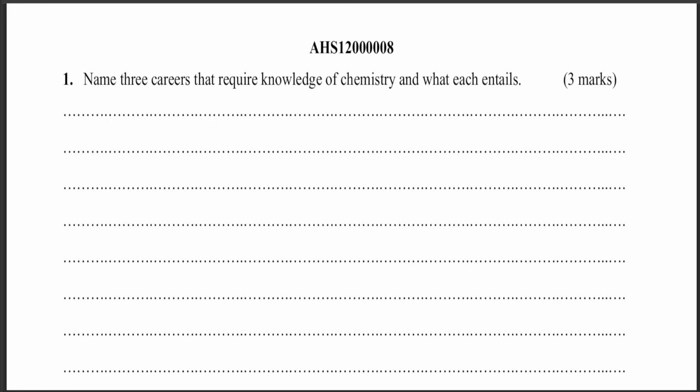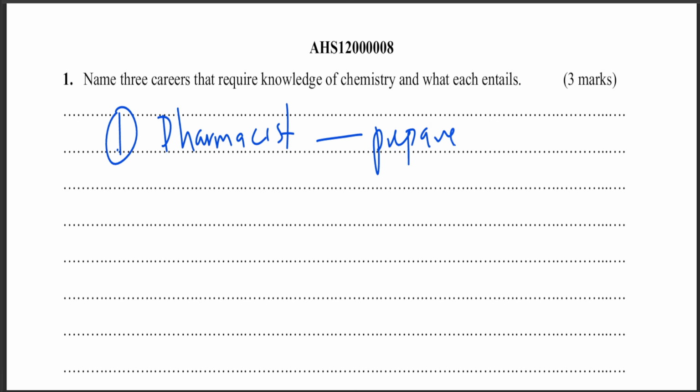Now, question 1. Name 3 careers that require knowledge of chemistry and what each entails. So yeah, very easy question. We have a lot of careers, but the ones that I think you guys know are these. The first one is the career of pharmacy, or being a pharmacist, and this one involves preparing and dispensing chemicals, medicines especially. So he prepares and dispenses medicine.